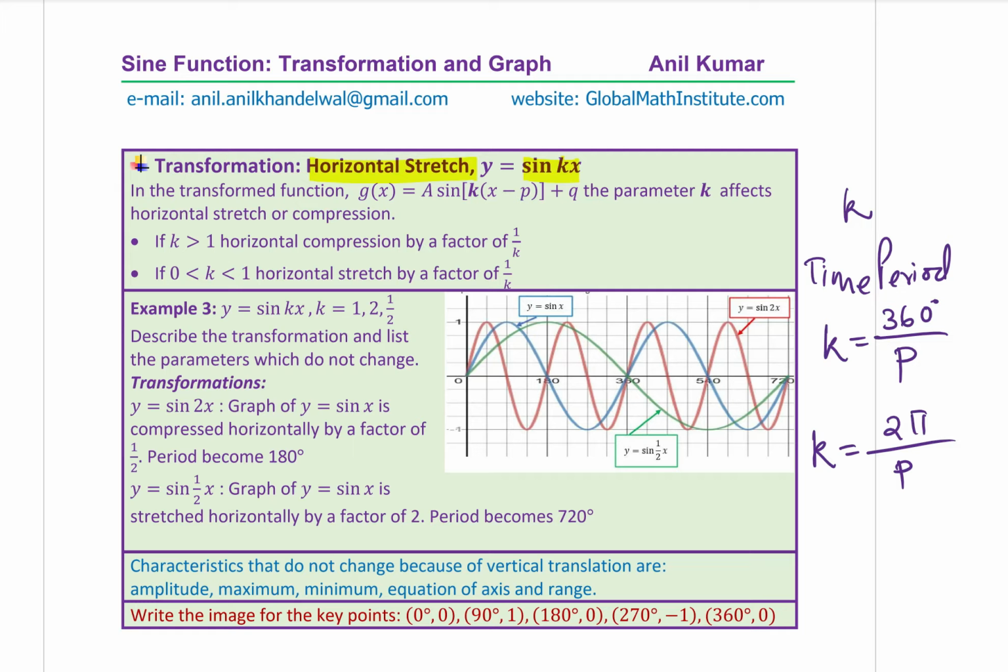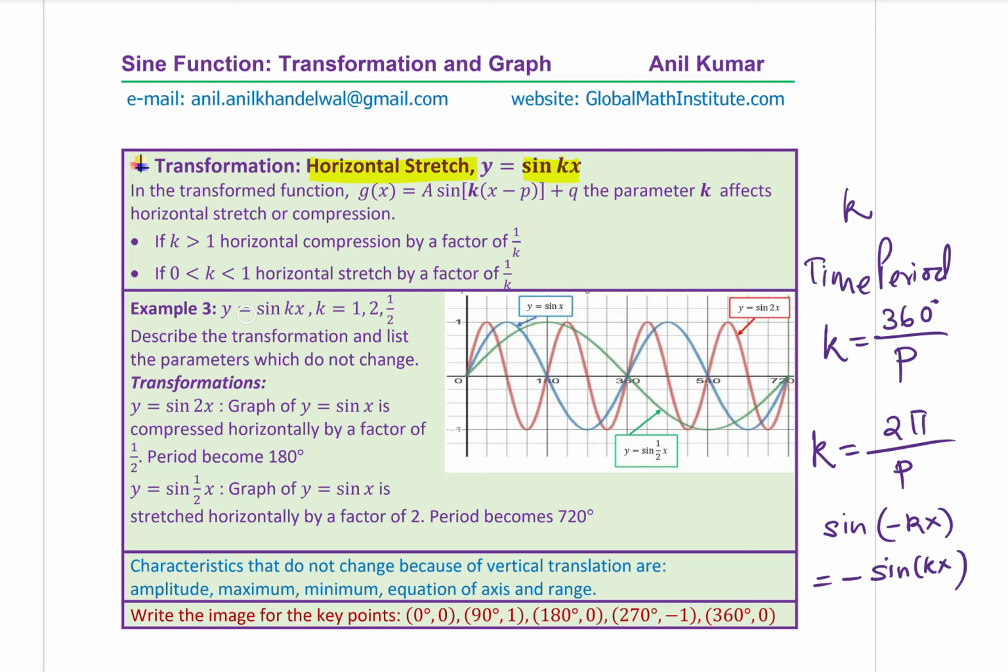In the transformation function g of x equals a sine of k times (x minus p), plus q, the parameter k affects the horizontal stretch or compression. If k is greater than 1, then the graph gets horizontally compressed by a factor of 1 over k. If k is between 0 and 1, a horizontal stretch by a factor of 1 over k takes place, correct? If k is negative, we'll have a reflection on the x-axis, since you know that sine of minus kx equals minus sine of kx. Is that clear to you? Perfect.